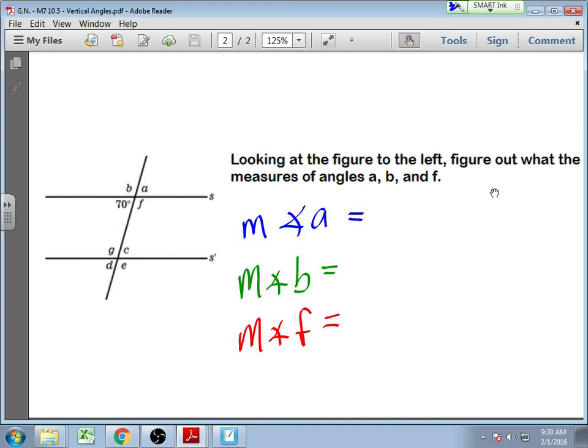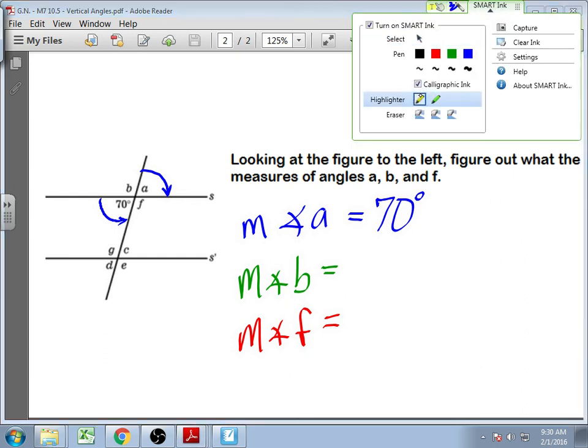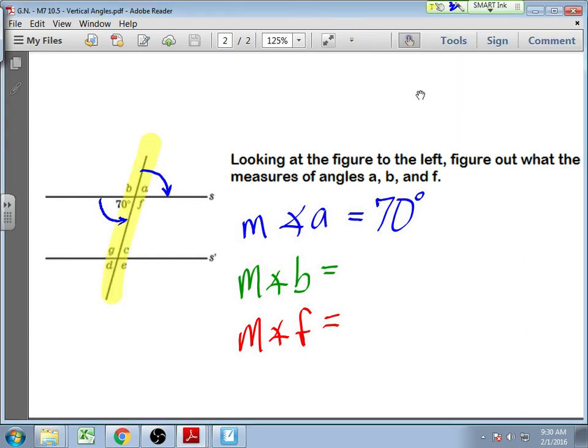Angle A. Crystal, we just talked. We've talked a lot. Layla, what do you think about angle A? Why does it equal 70 degrees? Exactly as Layla is saying, A is vertical to your 70 degrees. It uses the same two sides, because A uses that side and this side, and so does that 70-degree angle. So they must be equal since they're opposite.